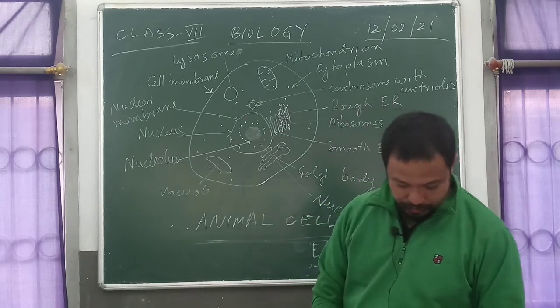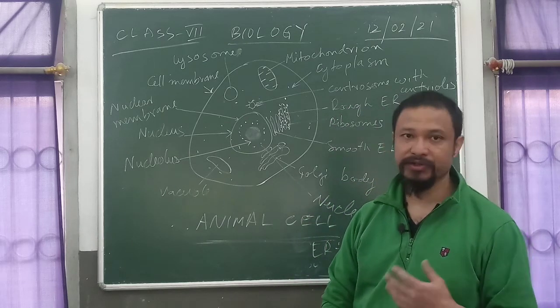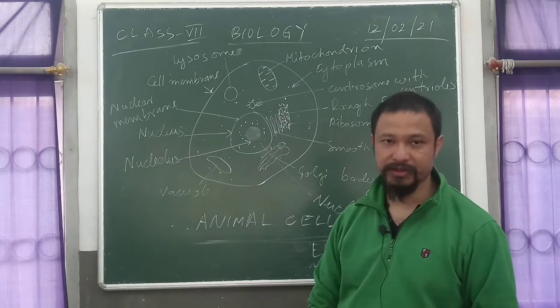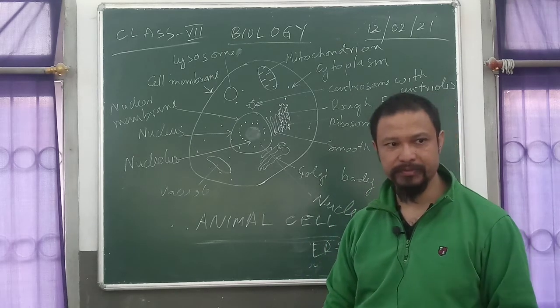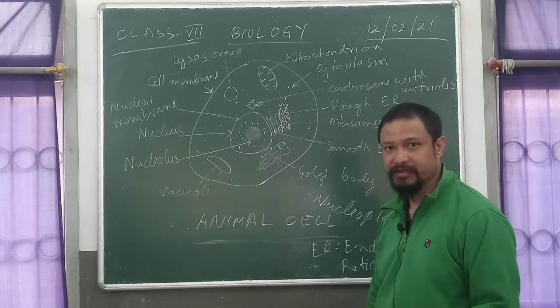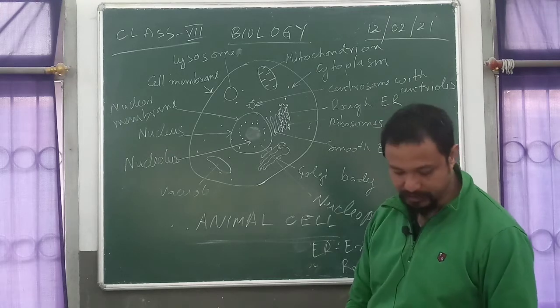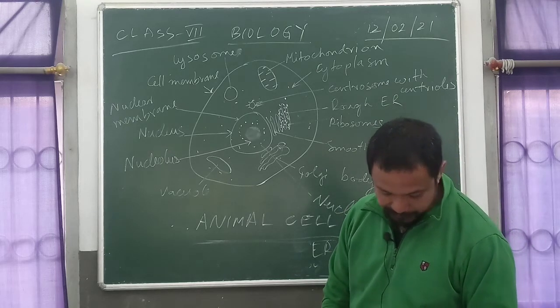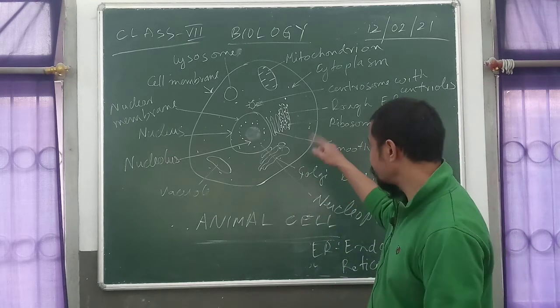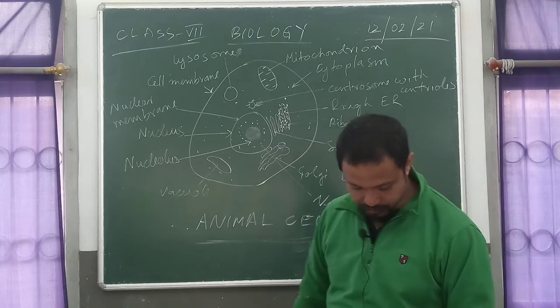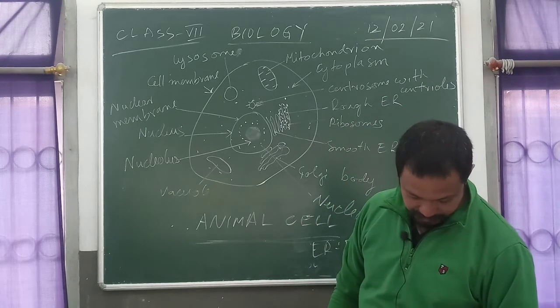Now leucoplast is a colorless plastid. It is usually found in roots, underground stems, underground tubers and all. They contain leucoplast. They are concerned mostly with storage of food. So in animal cell, as you can see, there are no plastids. There is no chloroplast, leucoplast or chromoplast.